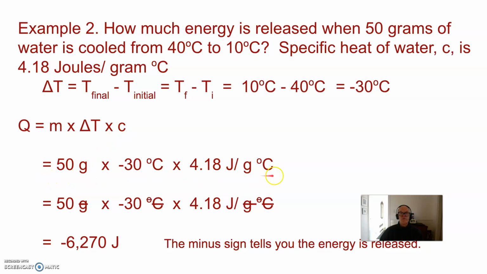Here are the numbers with their units of measure. Here's how the units of measure cancel out. Our final answer is in joules. That's a unit of energy. And the number is minus 6,270. The minus sign tells you that energy is released during this process. Energy goes out.